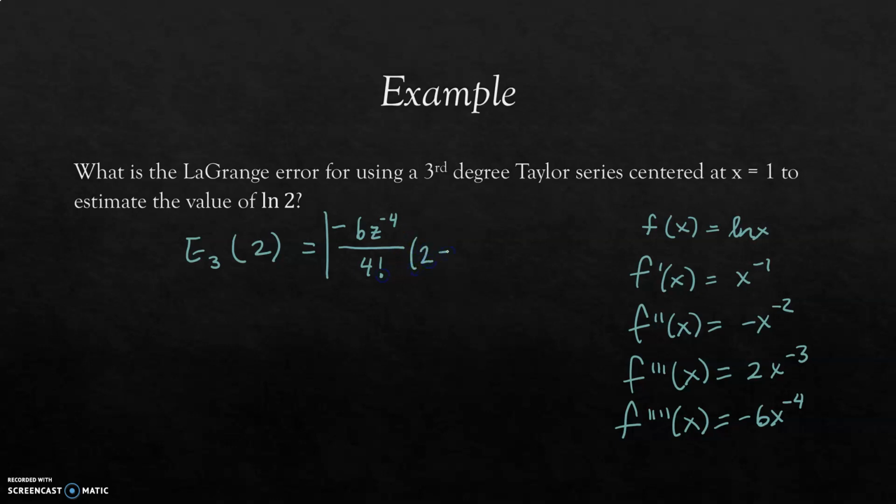And we're going to have 2 minus 1 to the 4th power. And now, here's the thing, z is going to be between 1 and 2. And because we have a negative exponent, I'd like to make that as large as possible. So I'm going to use the 1 to make it as large as possible. So my Lagrange error would be -6 over 4 factorial times 1 to the 4th. I could then figure out a third degree Taylor polynomial and figure out the exact error, but I know that it's going to be no bigger than this. Thank you so much.